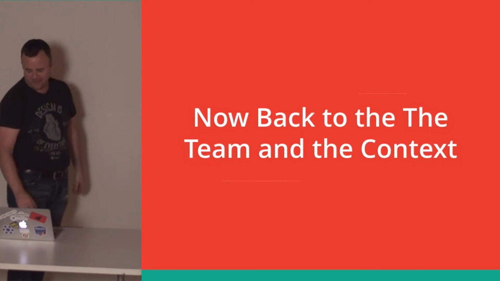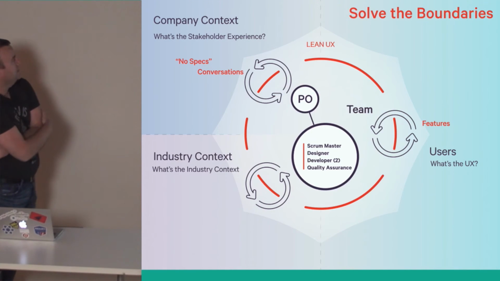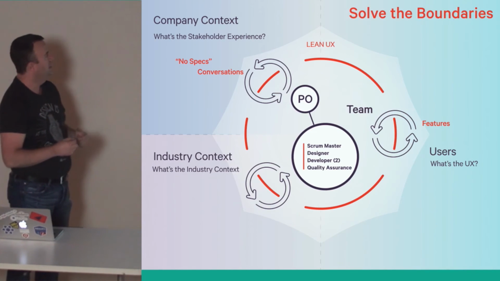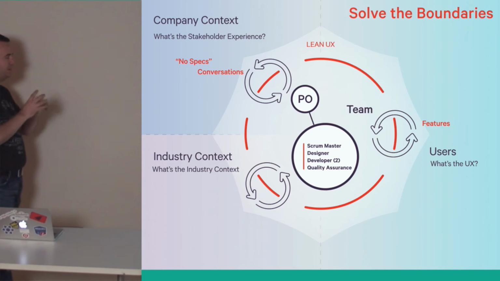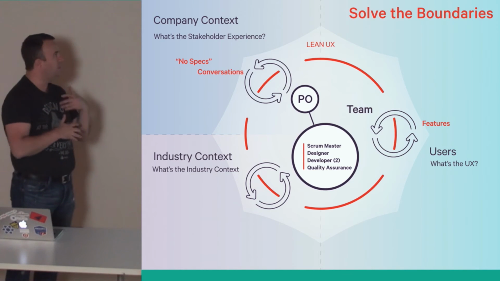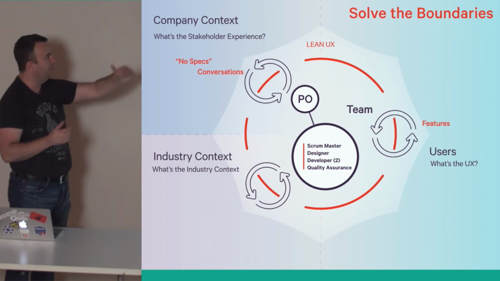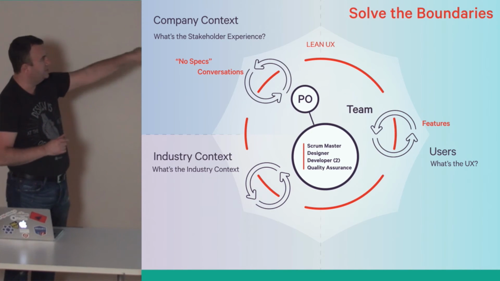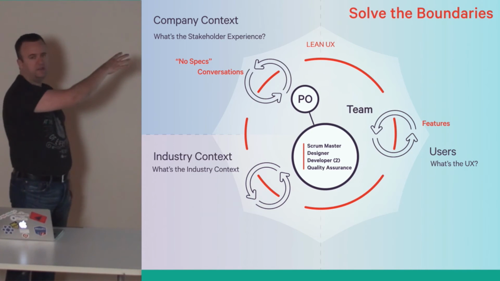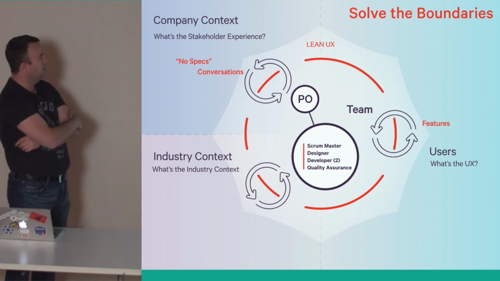So now back to the team and the context. So, solve for the boundaries. If we look at each boundary and what the problems are, we have the company context, what's the stakeholder's experience, no specs, conversations, now we're creating the design theory, we're creating playbooks, and now we're creating design, but we're tying the design to the conversation and very close to the actual ingest, build, delivery, validation from the users. Now, those conversations happening there are also happening with the users, and the conversation with the users is used to validate the strategy. And we're delivering into the industry and getting some market intelligence.